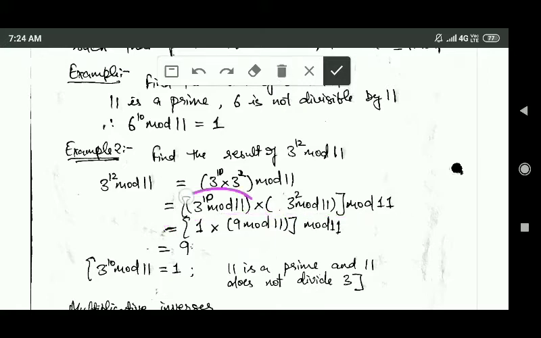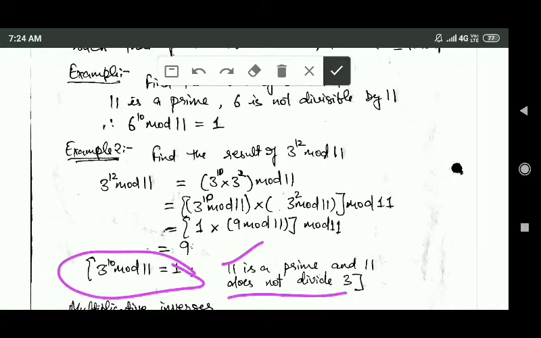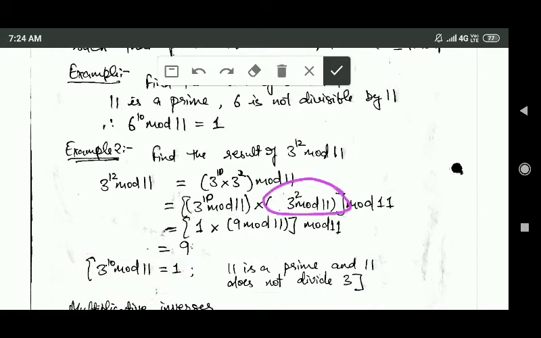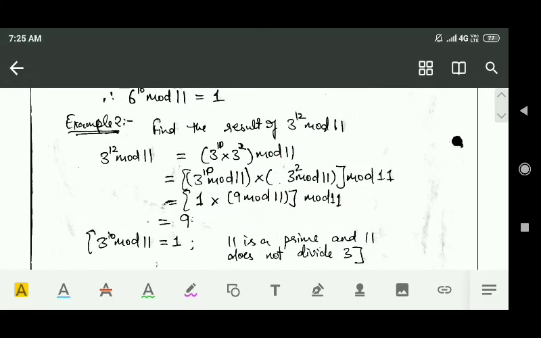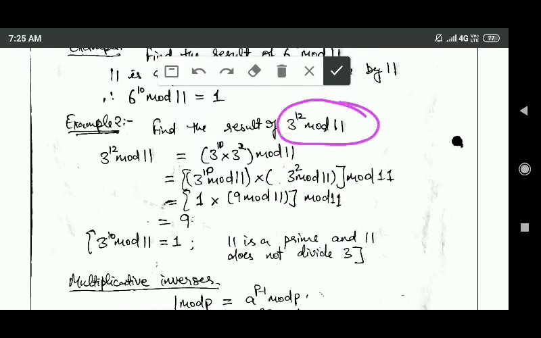So 3 raised to power 10 mod 11 will be equal to 1, because 11 is a prime and 11 does not divide 3. According to Fermat's theorem, 3 raised to power 10 mod 11 is equal to 1. Now 3 squared mod 11 is 9 mod 11, which is 9. So the result of 3 raised to power 12 mod 11 is 9.